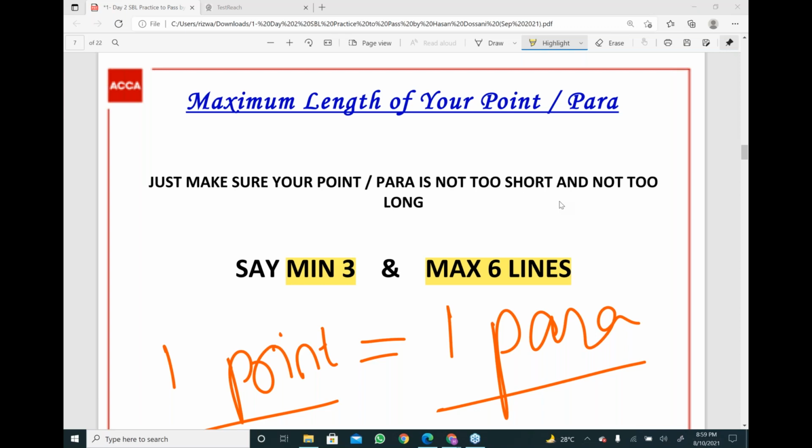Roughly 50 to 60 words for 1 point. Jerry, I have no idea about the number of words. Please don't complicate your life. I don't know how many words in a line. I'm just talking about a standard line on a Word document, 3 to 6 lines.